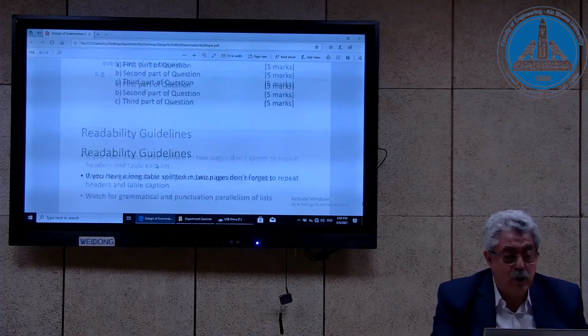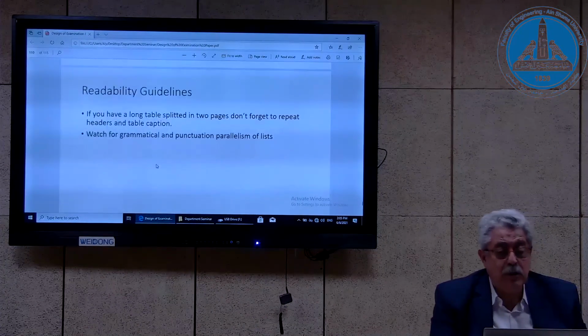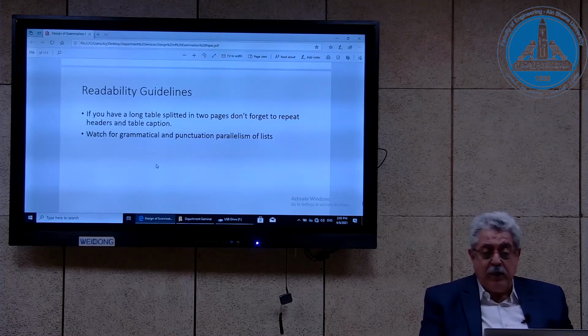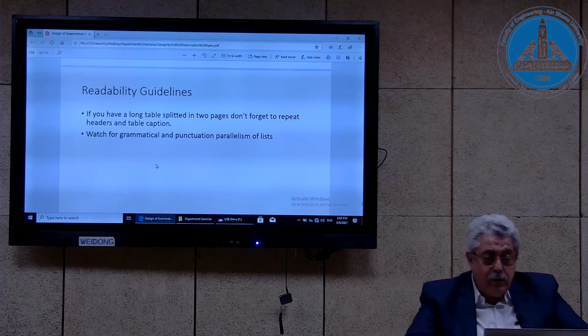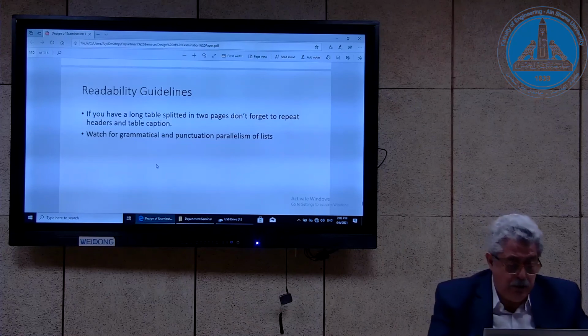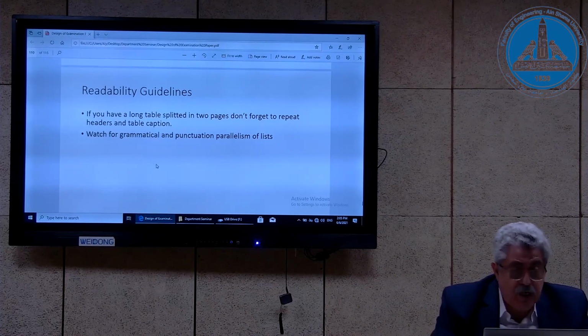The previous was readability guidelines. We complete the readability guidelines. If you have a long table, split it in 2 pages. Don't forget to repeat headers and table captions. Watch for grammatical and punctuation parallelism of lists. This has to do with readability.